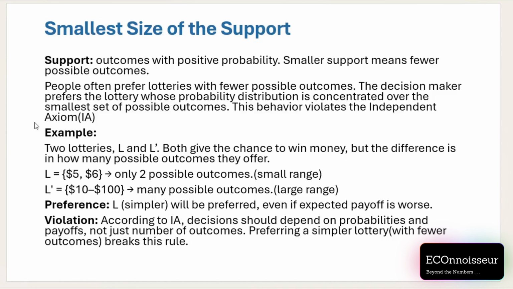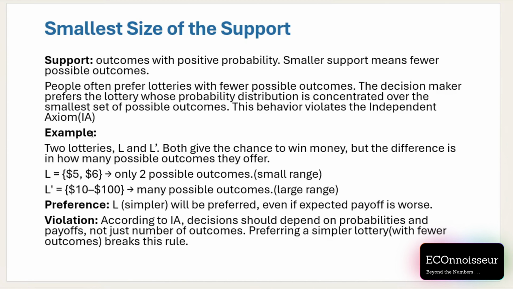The second violation of the independence axiom is smallest size of the support. The support is the outcomes with positive probability. Here he chooses the small range of outcomes, not the large range, because he finds that between 2 or 3 probabilities he can gain one, and he ignores the overall payoff from the other lotteries.